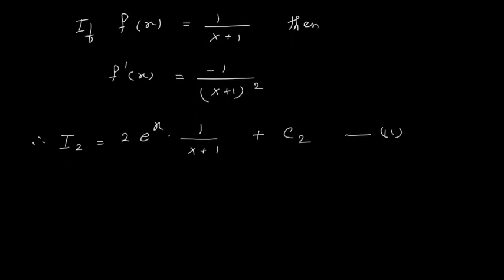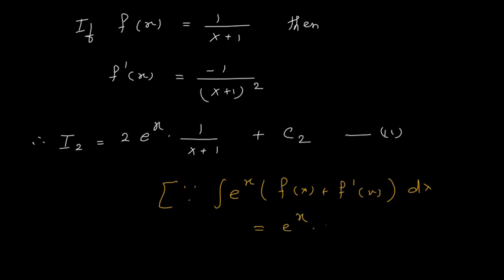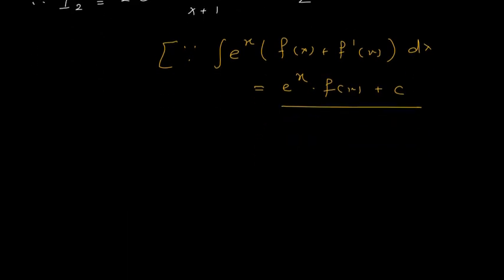If you want to explain, you can write what you have used here. So you can say that since integration of e power x into f(x) plus f'(x) dx is equal to e power x into f(x) plus c, right? So therefore finally, now I is equal to I1 minus I2.